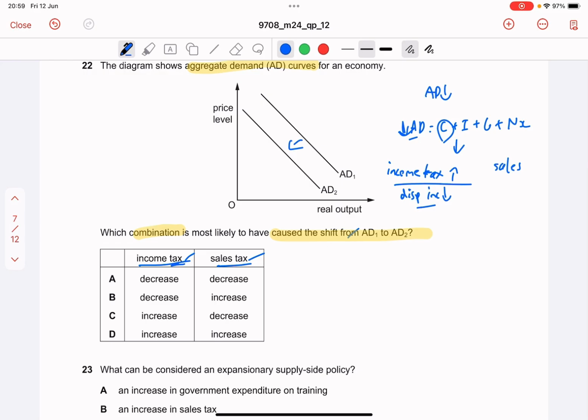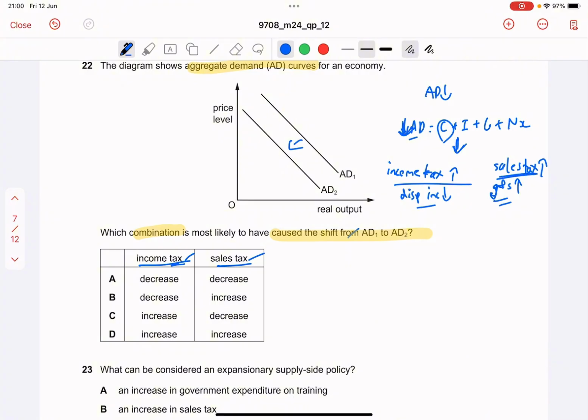Now sales tax, right? So sales tax is a tax on goods and services. If the sales tax increases, the price of goods and services will increase. So meaning it will be more expensive to buy these goods and services. So if it's more expensive, then you will be able to buy less because you have less purchasing power. So if the sales tax increases, then you are less likely to consume more. So you will consume less. So consumption also decreases due to an increase in sales tax. So AD will also decrease, right?